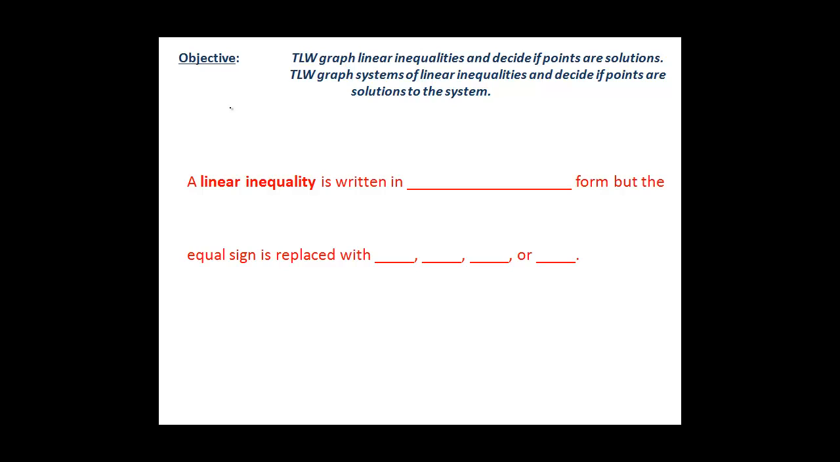A linear inequality is written in slope-intercept form. And all that means, if you remember, slope-intercept form is y equals mx plus b. But the equal sign is replaced with either a less than sign, a greater than sign, a less than or equal to sign, or a greater than or equal to sign.